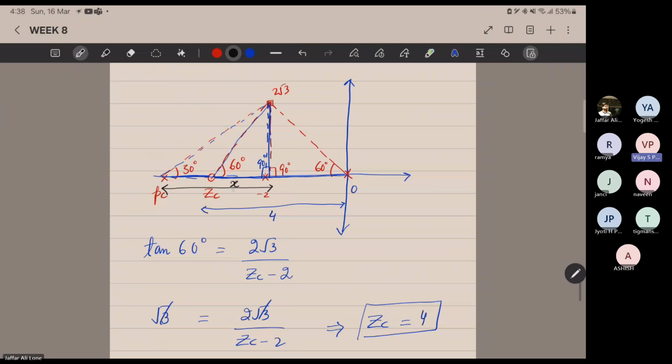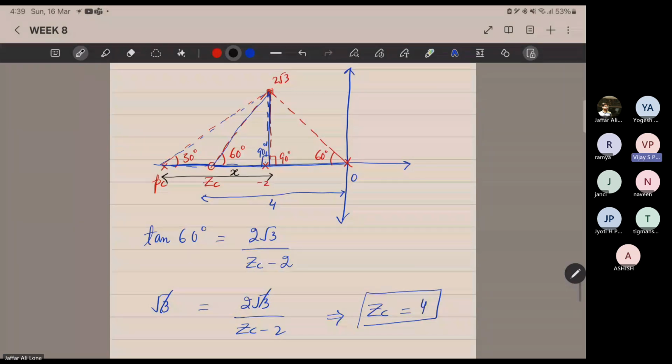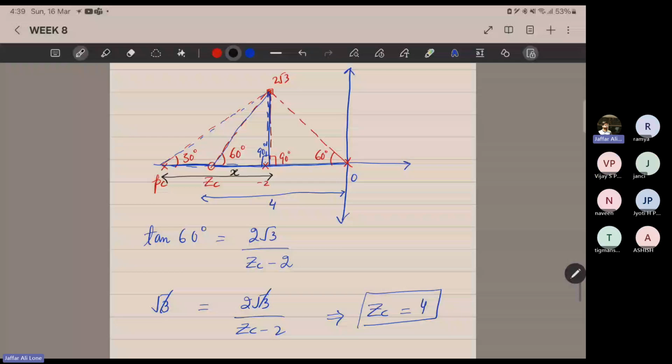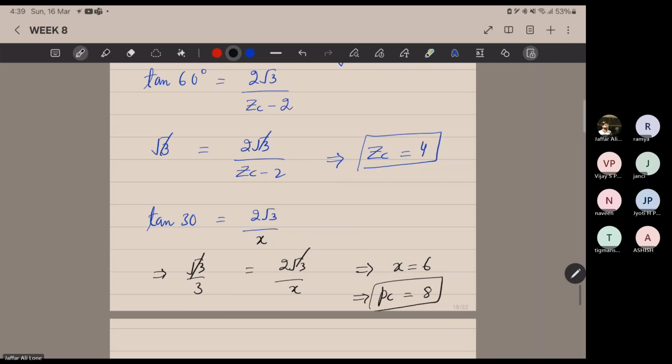Sir, I cannot see what we are writing. Slides are not visible. Okay, is it now visible? Yes.